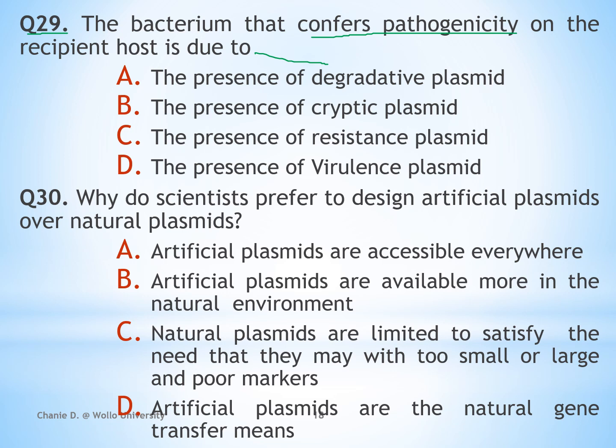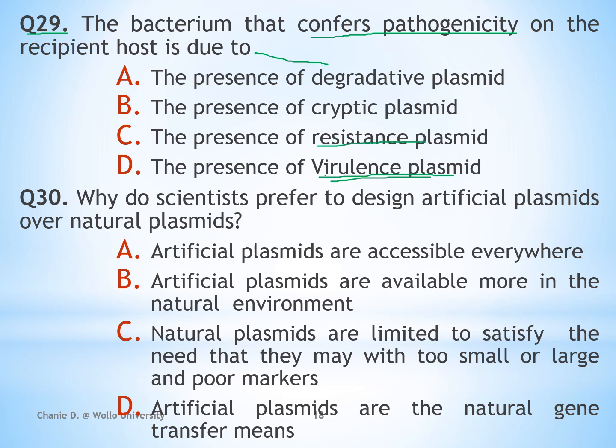This plasmid gives additional traits to that bacteria. There are different types of plasmids within bacteria, for example, F plasmid, the Col plasmid, the virulence plasmid, the degradative plasmid. All those are different types and give different traits to that bacteria. That bacteria also act differently in different environments. So the bacteria that confers pathogenicity is due to the presence of plasmid. This type of plasmid is the virulence plasmid.